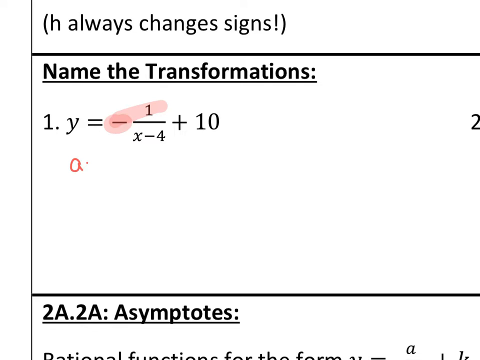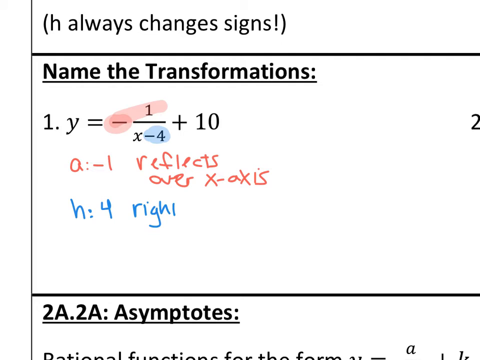So if A is a negative 1, that actually means this graph is reflected over the x-axis, which means that when I graph the asymptotes, the branches are actually in the second and fourth quadrants. H is this 4 right here, but it always changes sign, so it's not really a negative 4. H is actually a positive 4, so it's going to the right 4. And then this last number is going to be our k value. So k is a positive 10, which means this graph actually went up 10. Remember, these transformations are how they transformed from the parent function.